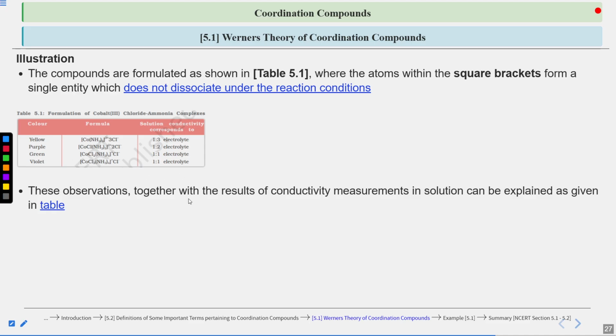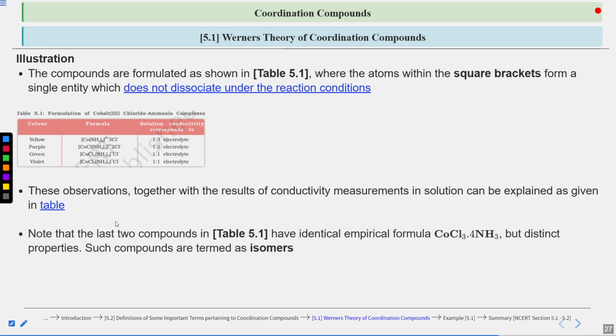Now these observations together with the results of conductivity measurements in solution can be explained as given in the table. Note that the last two compounds in table 5.1, the green and the violet, have the identical empirical formula CoCl3.4NH3, the same empirical formula, but they have distinct properties, as their color is also different. Such compounds are termed isomers. We will talk about isomers later.